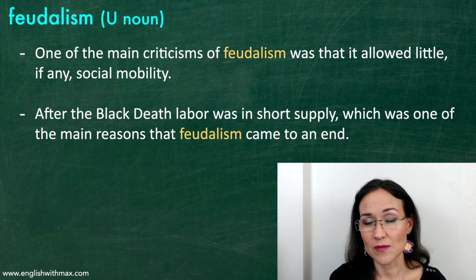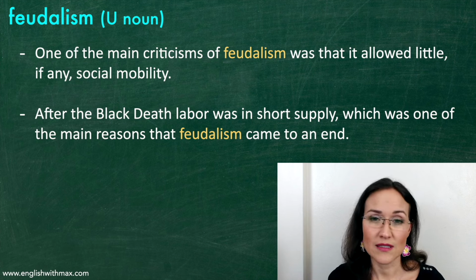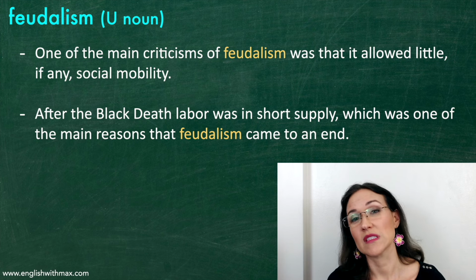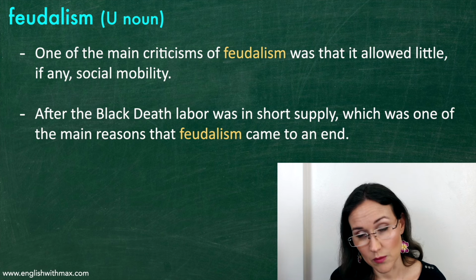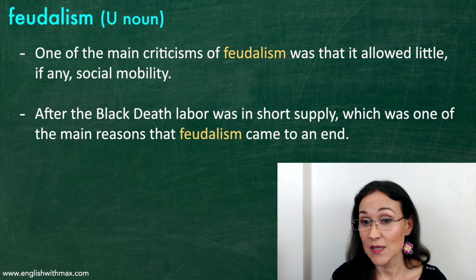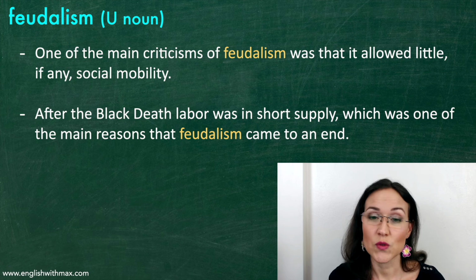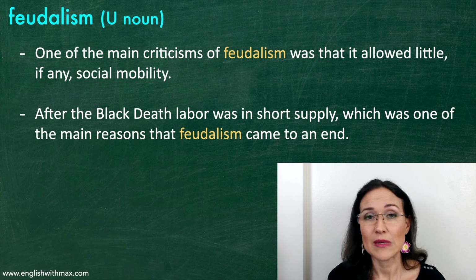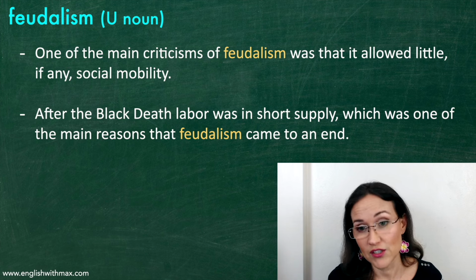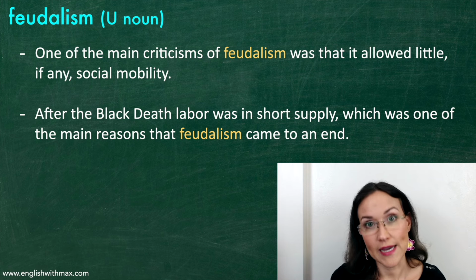One of the main criticisms of feudalism was that it allowed little, if any, social mobility. In other words, if you were born poor, you stayed poor. After the Black Death, labour was in short supply, which was one of the main reasons that feudalism came to an end. Basically, because so many people died, there were fewer workers, which meant that the surviving workers were in a better position to negotiate their wages and conditions with landowners.